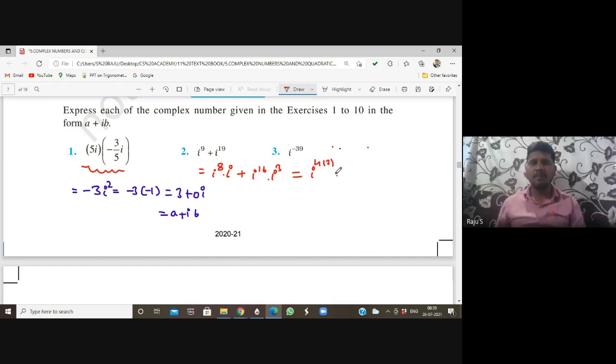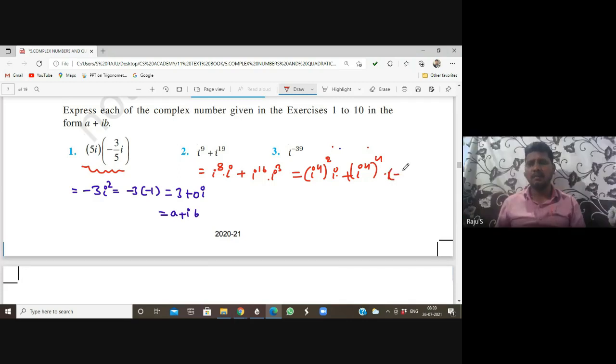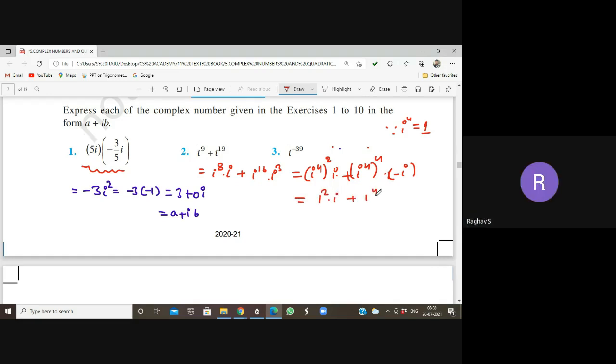Yes, yes. We can write like this. Only the thing is, in NCERT we try to write more number of steps, so you should write like this: i power 4 whole square into i, plus i power 16, you can write i power 4 whole power 4 into i cube. I cube we can write as minus i. Since i power 4 is equal to 1, we can write as i plus i cube, which is equal to 0.